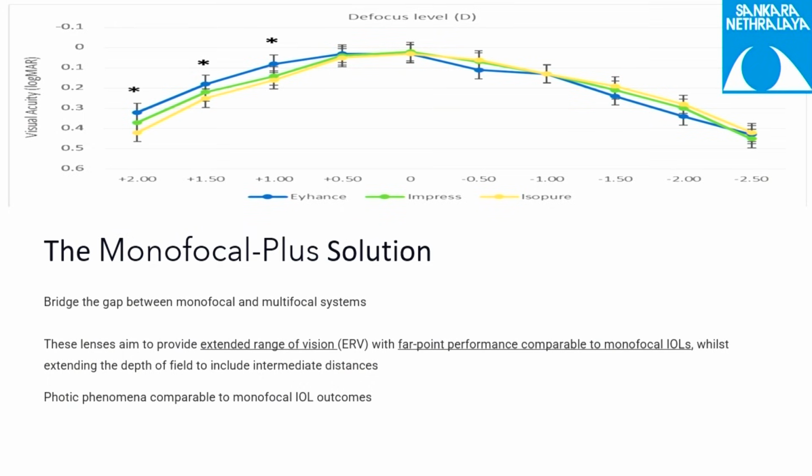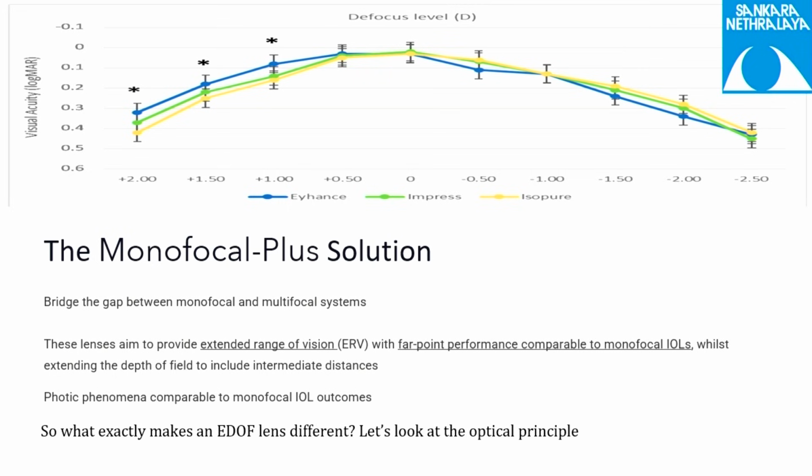Now we can say that monofocal plus is the beginning of that solution. It is kind of bridging the gap. It gives us an excellent far point performance comparable to monofocal IOLs, while it's extending the depth of field to include the intermediate distances. It doesn't have photic phenomena like multifocals. So what exactly makes an EDOF different?